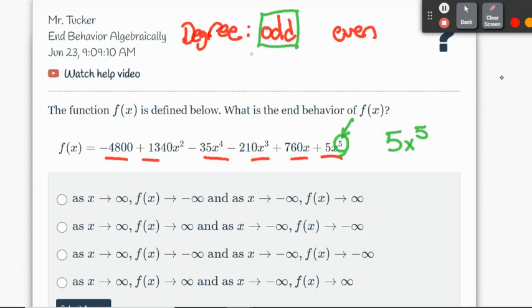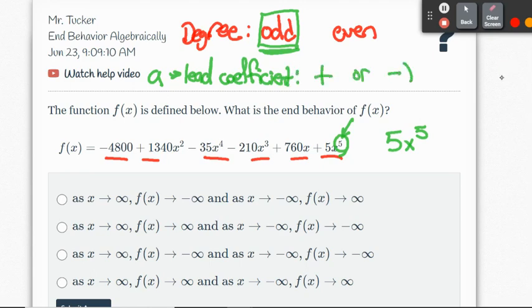Okay, so degree is odd, but now the leading coefficient, I call it the a value. The a, also known as the leading coefficient, we need to decide if it is positive or negative. And there's only, again, two options. Thankfully, this one's conveniently positive. So, positive and odd. That pairing gives us one of 4 answer choices.